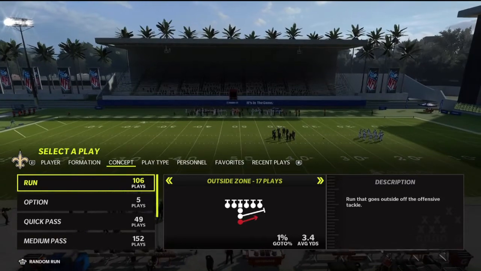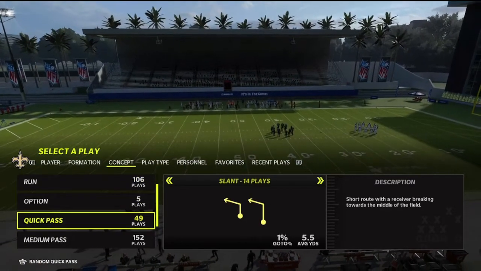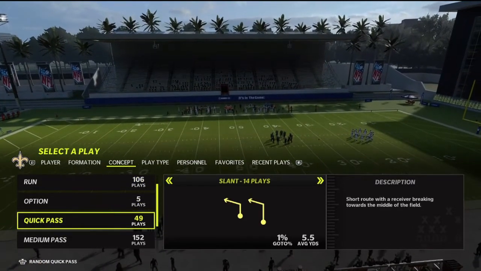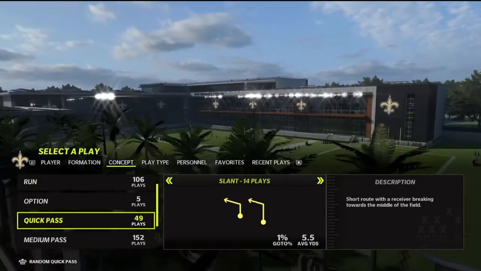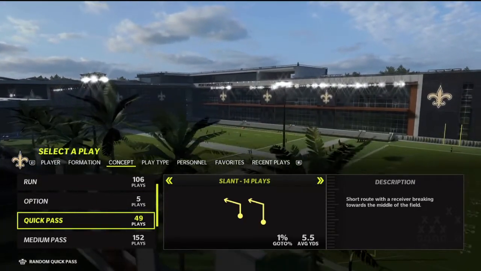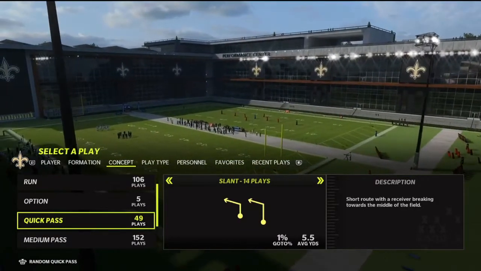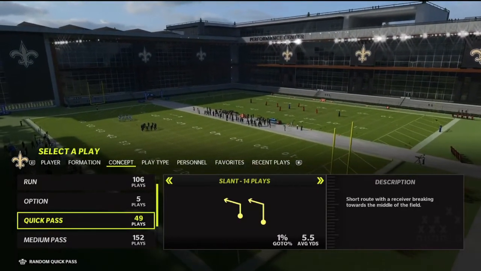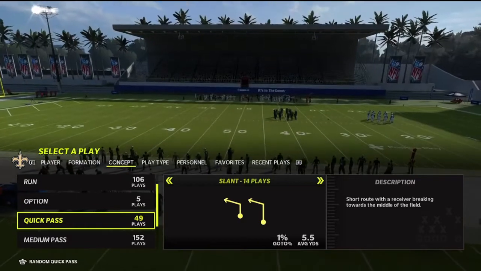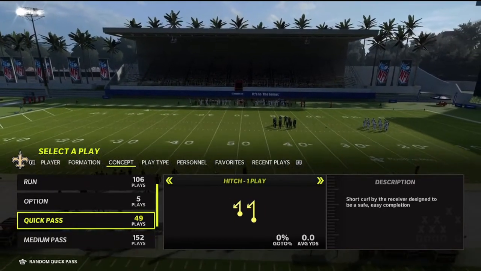But the one I'm mainly concerned about is the passing plays. So just in quick pass alone, these are some different types of concepts you can see. And the nice part about it is if you wanted to educate yourself, you can go through these and see what types of things you should be looking for in these concepts. Like slant is pretty easy. Hey, it's slants. Duh. Hitches.